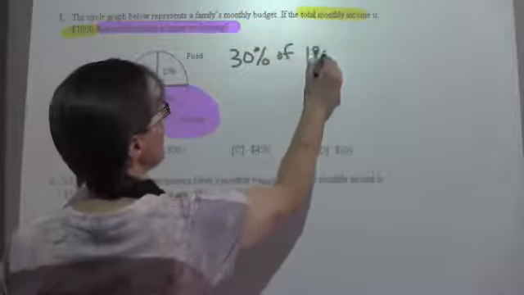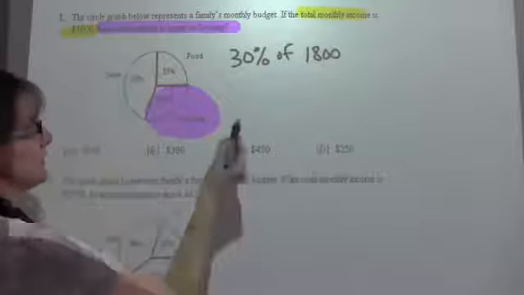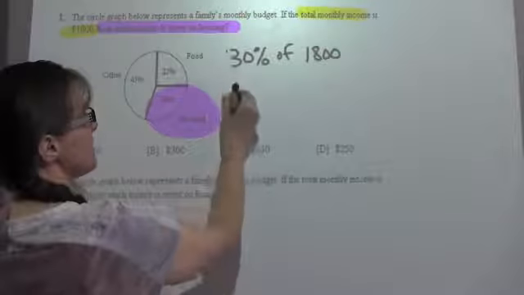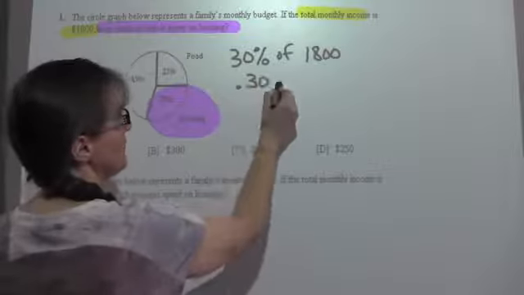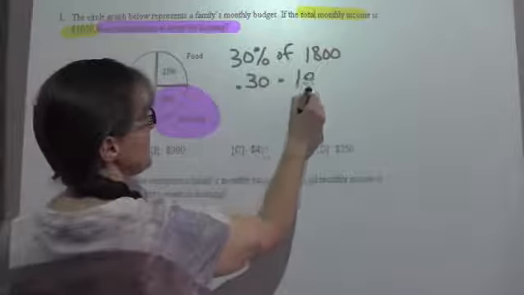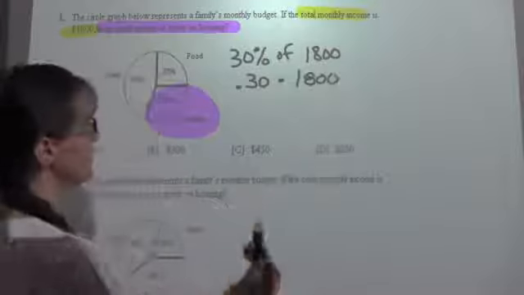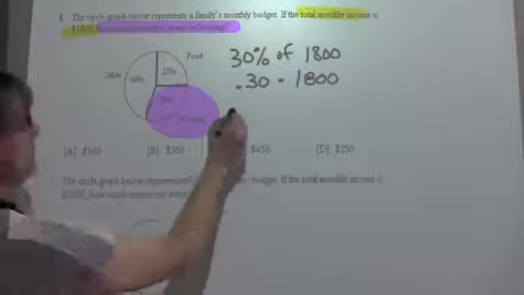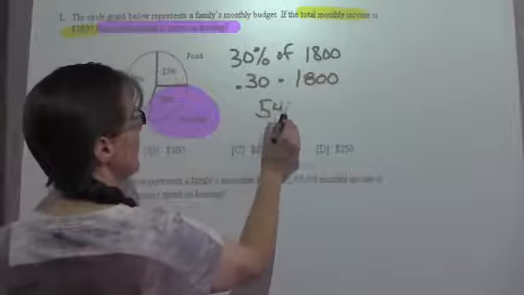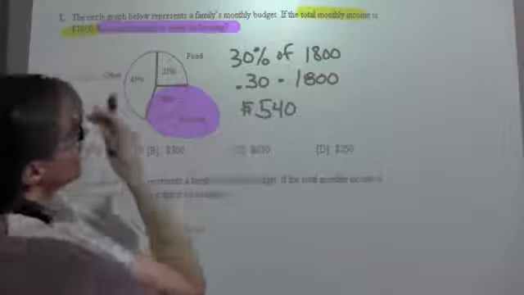of 1,800 is. Well, that's just simply, remember we have to change the percent to a decimal, 0.30. The word of means times 1,800. So you could do that math, and you would come up with $540. So that would be your first option.